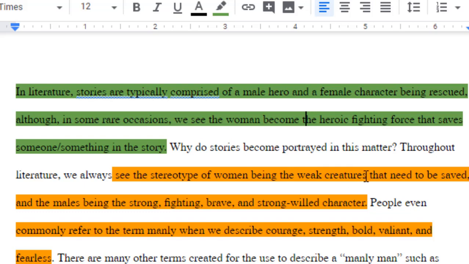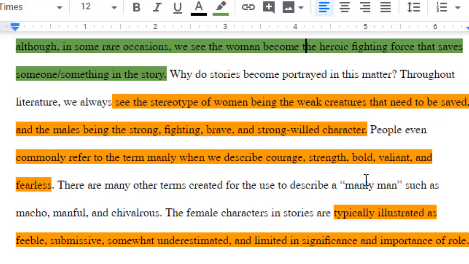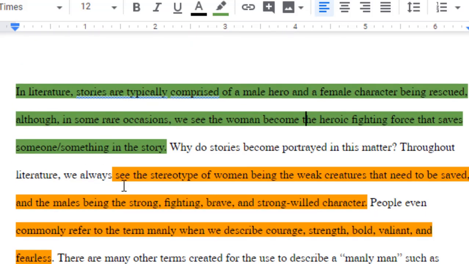However, look at the rest of the paragraph. There's really no analysis. There's some evidence, and the evidence, though, is very vague, right? It says, "We always see the stereotype of women being the weak creatures that need to be saved." Where is he getting that from? I don't know. It's just a general statement, which sometimes can be evidence if it's common knowledge, but here it's not very robust. And the males being the strong fighting, and so on and so forth. And you see more vague evidence there.